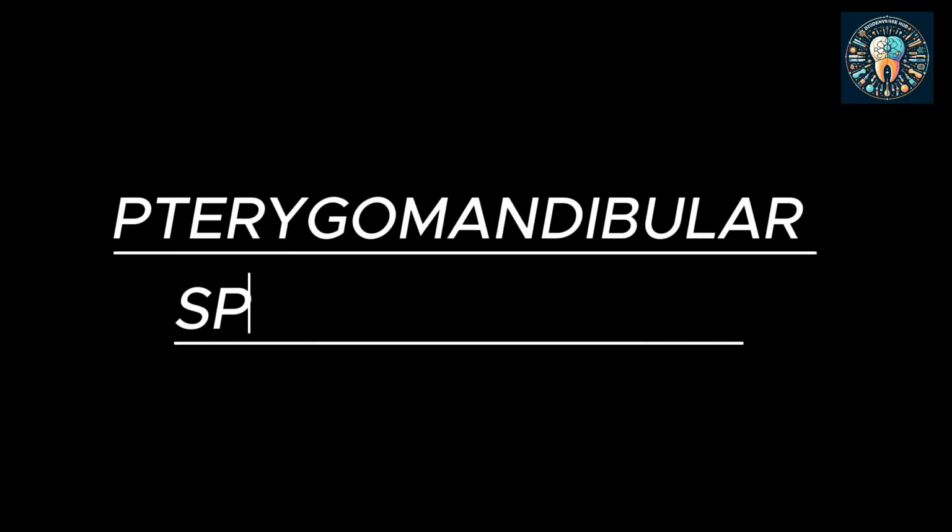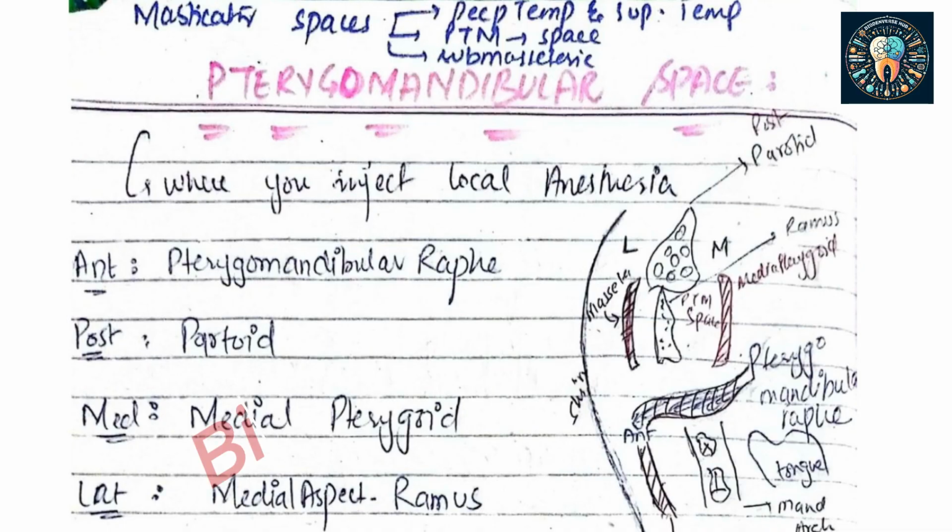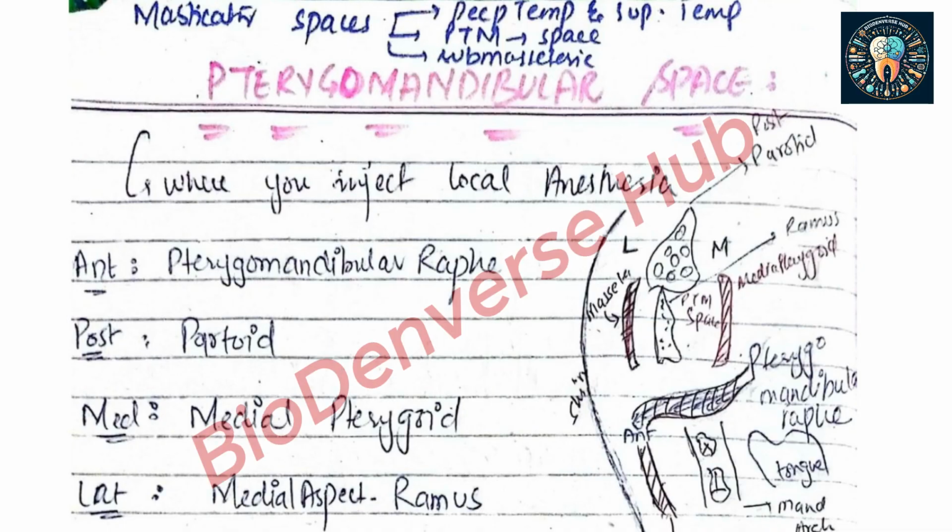Today in the playlist of oral and maxillofacial surgery, we will be discussing the pterygomandibular space infection. The pterygomandibular space is one of the masticator spaces. Other spaces involve the deep temporal, superficial temporal, and the submasseteric space. These are all known as the masticator spaces because they contain the muscles of mastication, involving the lateral pterygoid, medial pterygoid, temporalis, and masseter muscle.